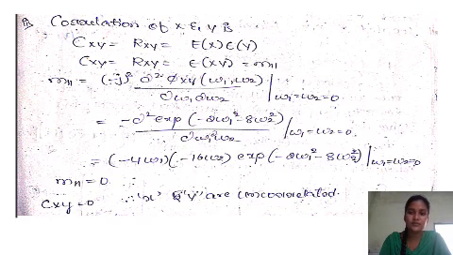If you substitute the ω1 and ω2 values in this equation, you will get 0. So m11 is equal to 0. If you substitute this m11 in the above equation, you'll get Cxy equal to 0. So x and y are uncorrelated.